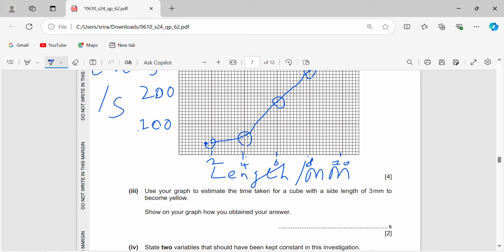So now, okay, what they've asked is to find the time taken for a cube with the side length of 3 millimeters to become yellow. So 3 is halfway in between 2 and 4. It's right about here. With your graphs, you're going to get a much neater and much more accurate diagram in which you can take better readings. For me, it's that 3 millimeters touching the axis right about there. I just take it like this. That's about 50 seconds, I think. Yeah, that's about 50 seconds.